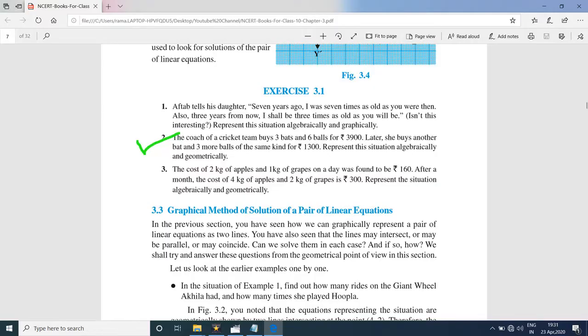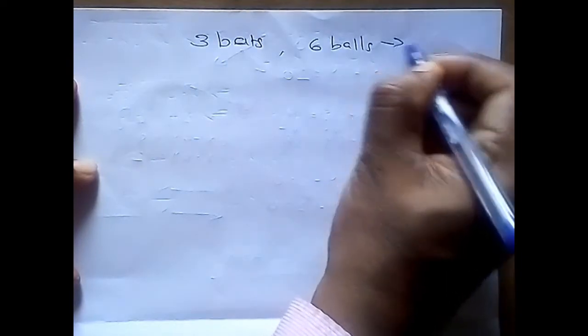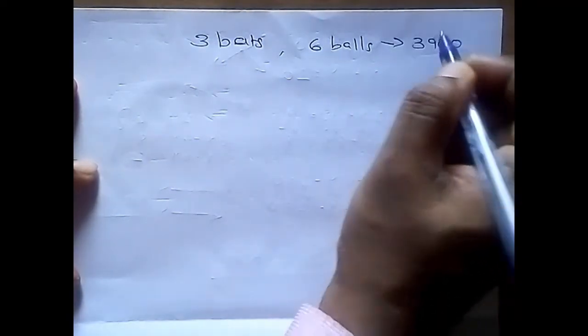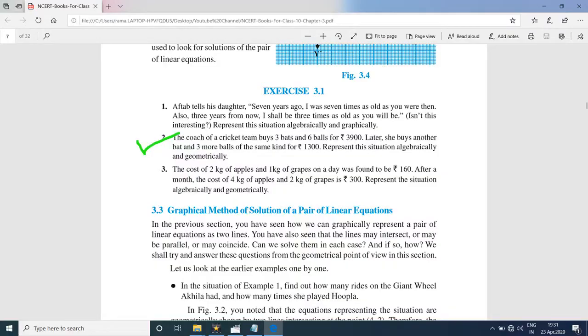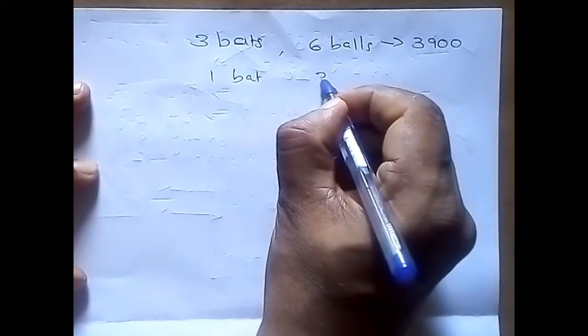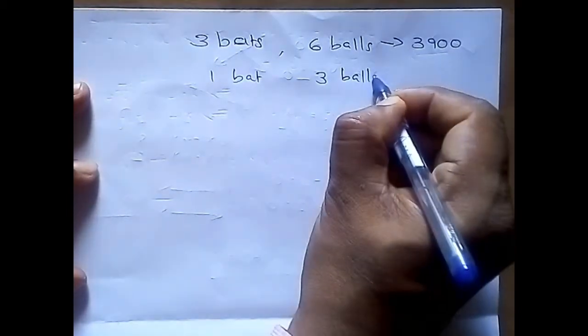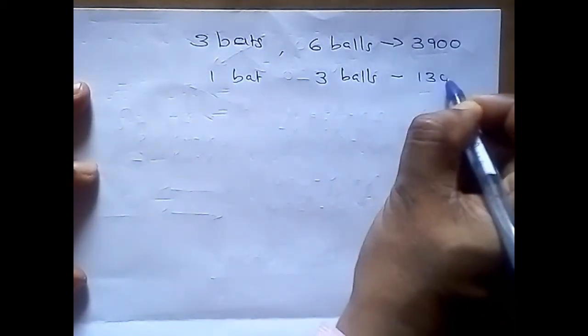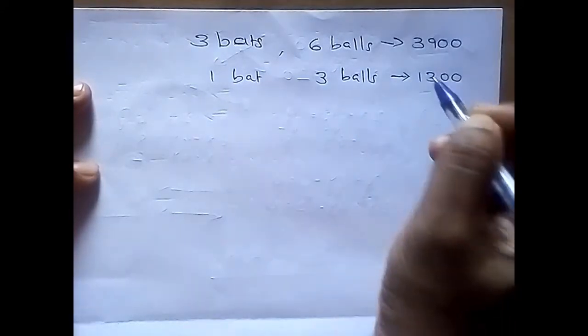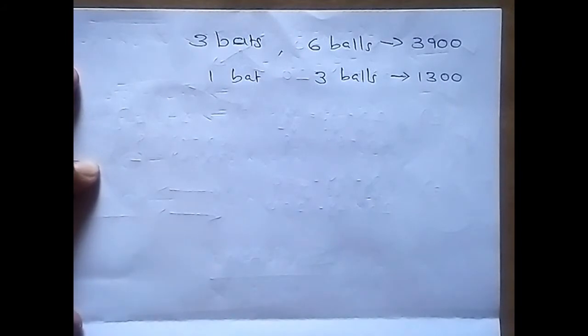Move to the second question. The coach of a cricket team buys 3 bats and 6 balls for 3,900. Later she buys another bat and 3 more balls, so 1 bat and 3 balls for 1,300. Represent this situation algebraically and geometrically.